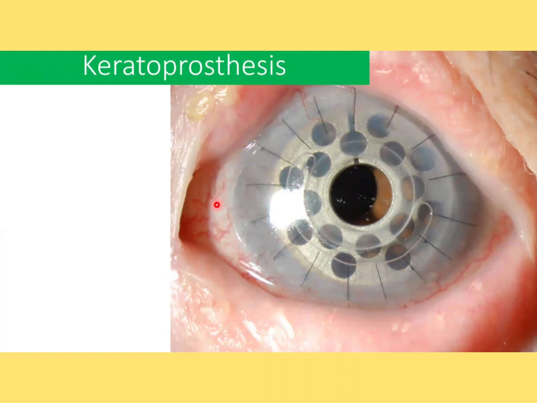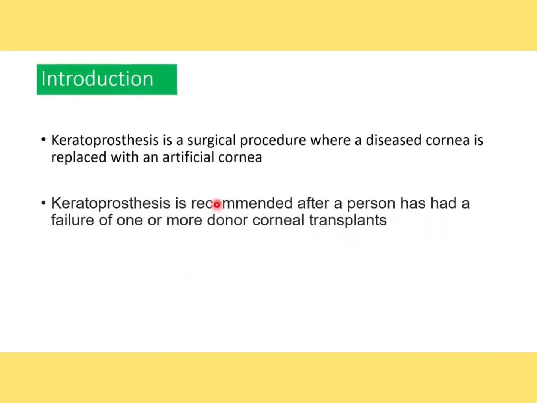So, this is the last part on corneal transplantation where I will discuss with you all about keratoprosthesis. Okay. So, keratoprosthesis, which is also known as artificial cornea or KPRO, is a surgical procedure which involves the implantation of a synthetic corneal device to replace the damaged or diseased cornea.